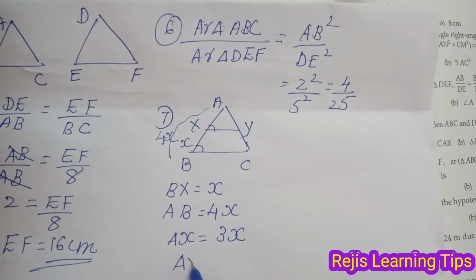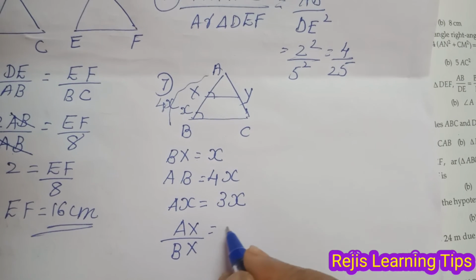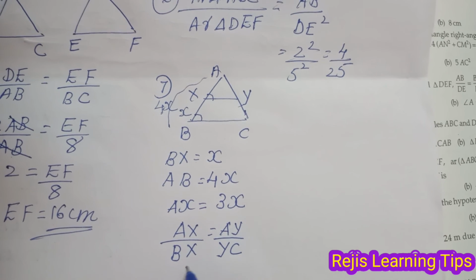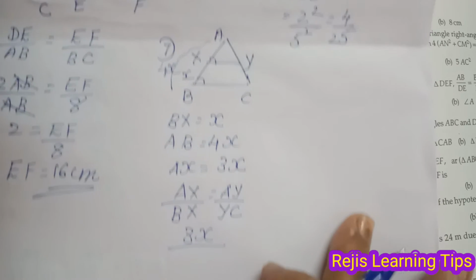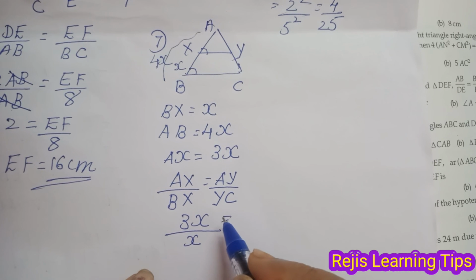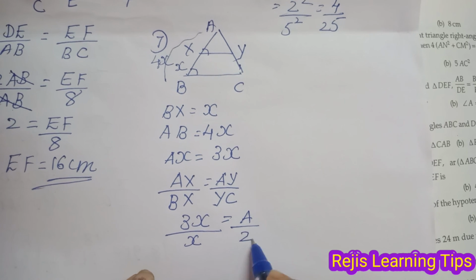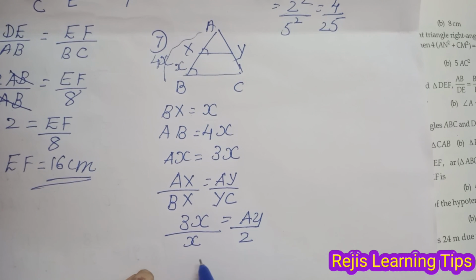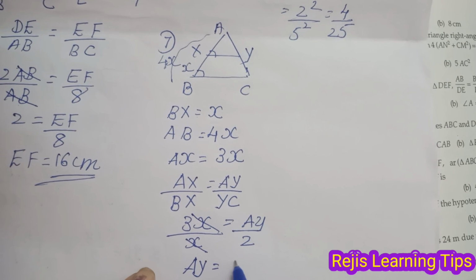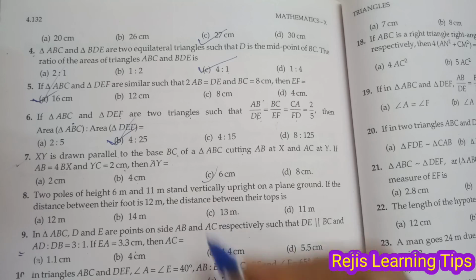Okay, then AX by BX is equal to AY by YC. AX is 3X divided by BX, BX is X, that is equal to AY divided by YC, and YC is already given here, that is 2. So AY by 2. We can cancel this X and X. Then AY is equal to 6 cm. Okay, then our option is C.